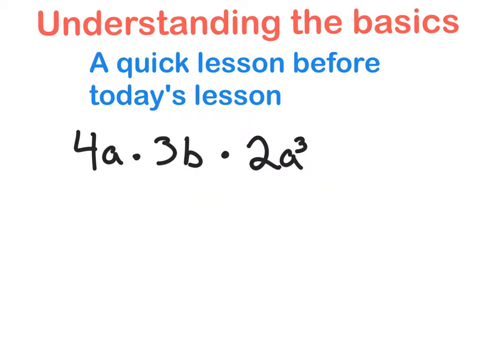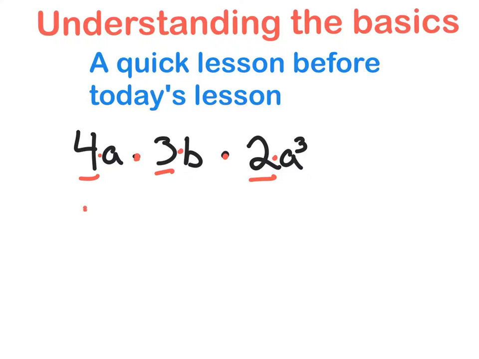Last one before we move on to the actual lesson of today. Right here we have 4a times 3b times 2a to the third, and of course it all has multiplication between each and every term, only multiplication. So we could rearrange everything, and let's put the 4, the 3, and the 2, those are called coefficients.